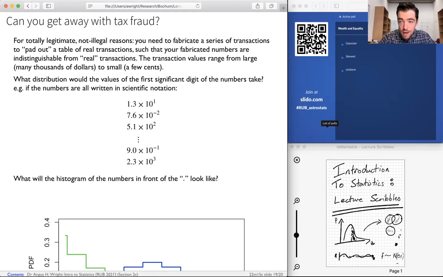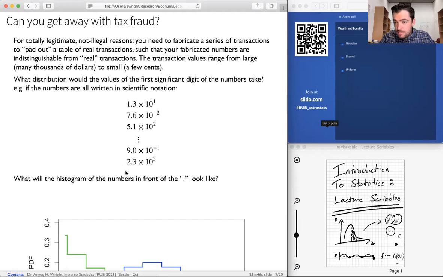Okay, so you need to come up with or fill in a whole bunch of transactions on a table so that they look like real ones. Now, the transactions can range from being very, very small, a few cents, all the way up to very, very large, many thousands of dollars. But crucially, the table is listed in scientific notation. Okay, so this is what you're seeing. This is your table, and you need to basically fill in values from that table.